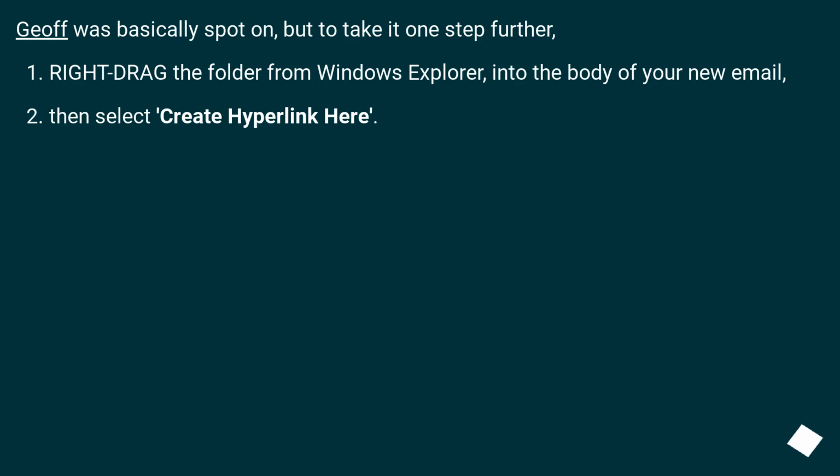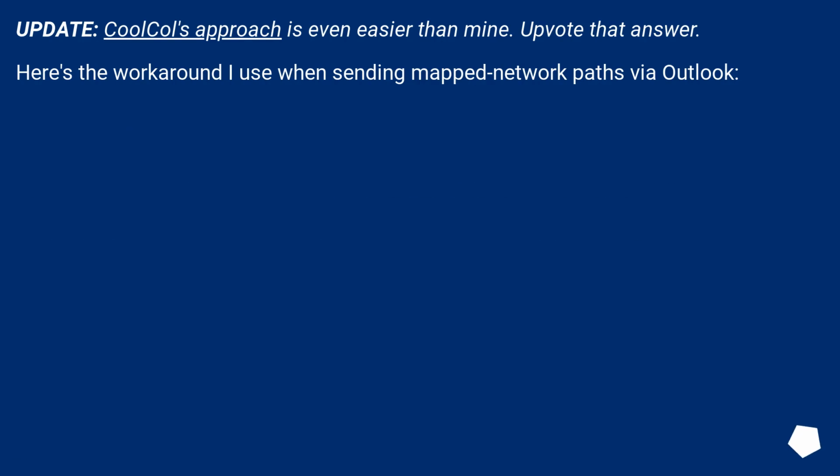Jeff was basically spot on, but to take it one step further. Right drag the folder from Windows Explorer into the body of your new email. Then select Create Hyperlink here. Update: Cool Call's approach is even easier than mine. Upvote that answer. Here's the workaround I use when sending mapped network paths via Outlook.